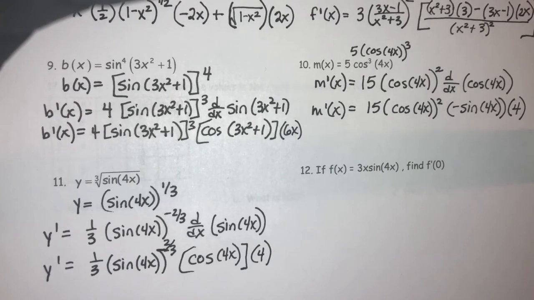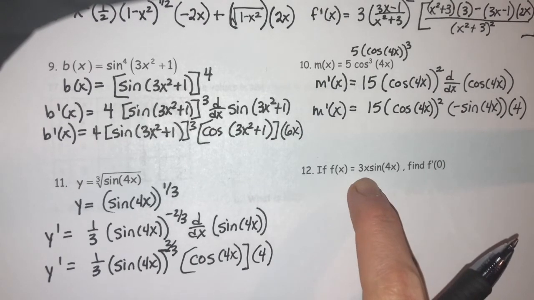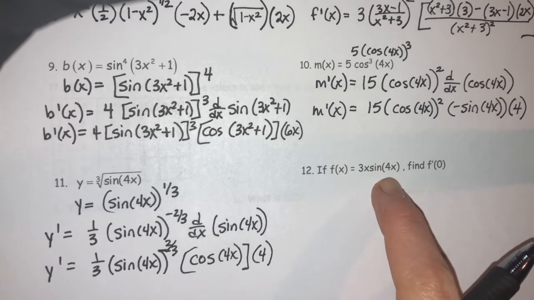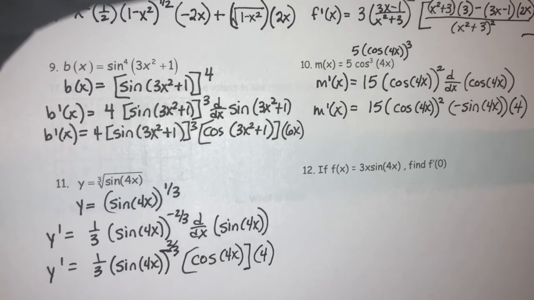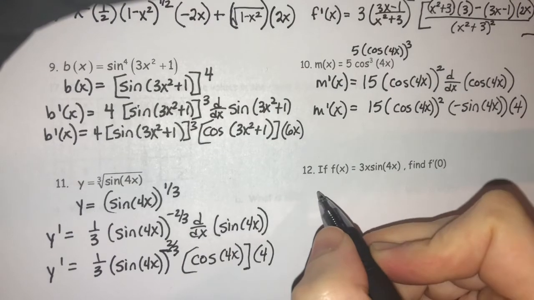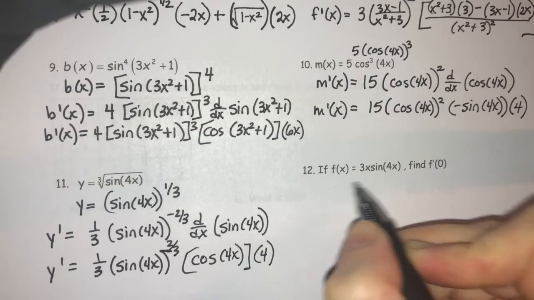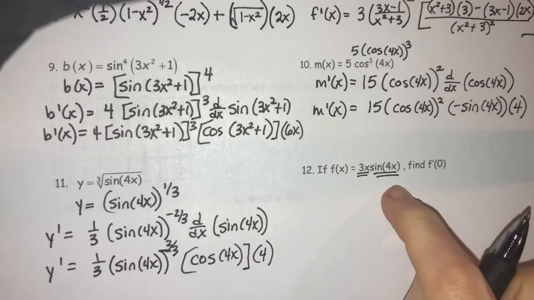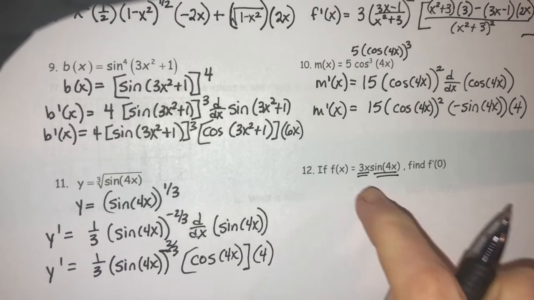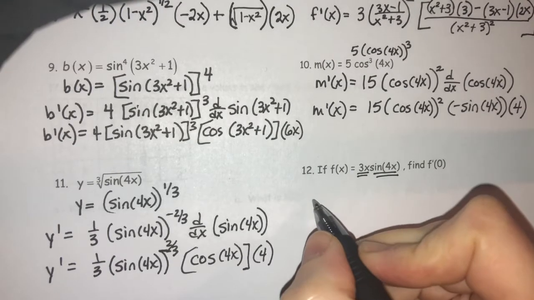All right, number 12. This one says if f of x is equal to 3x times the sine of 4x, find f prime of 0. So we're actually going to have a numerical answer this time. We will find the derivative first, and after we find the derivative, we'll substitute 0 in for the x's. So to find the derivative, we're going to think of this as a product. The first function is 3x, the second function is the sine of 4x, so this is our u and this is our v for our product rule.